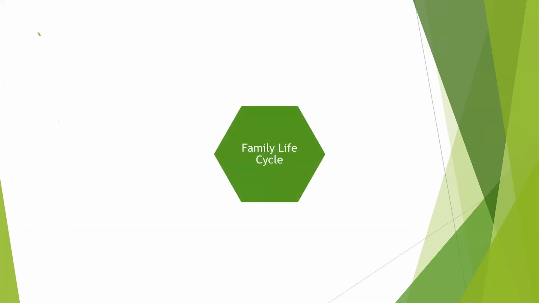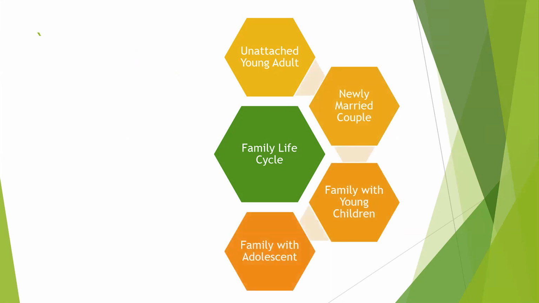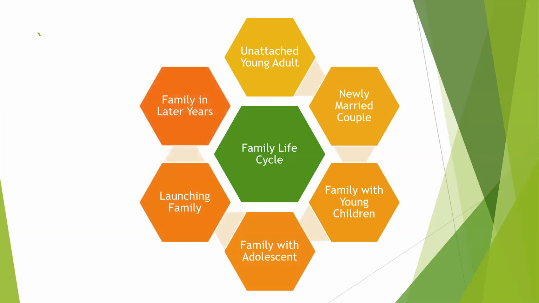So for the family life cycle, these are the stages: the unattached young adult, next, the newly married couple, next is the family with young children, the next one is the family with adolescents, the next one is the launching family, and another one is the family in later years.